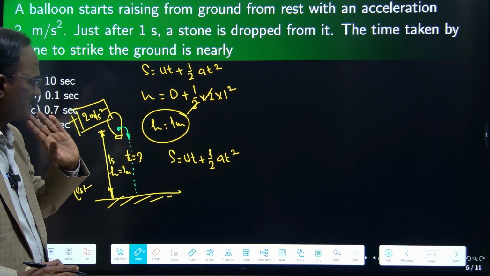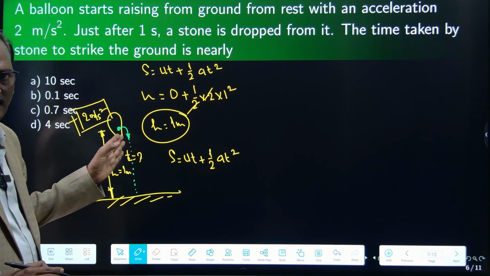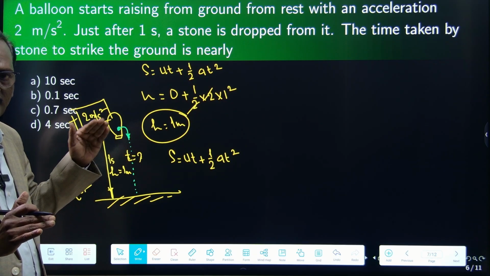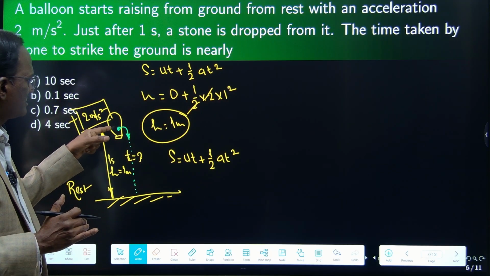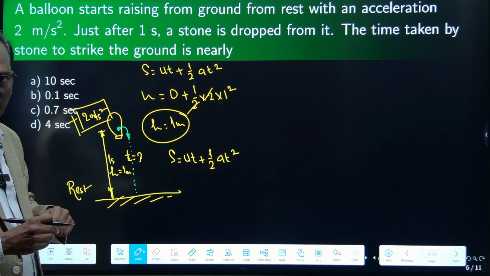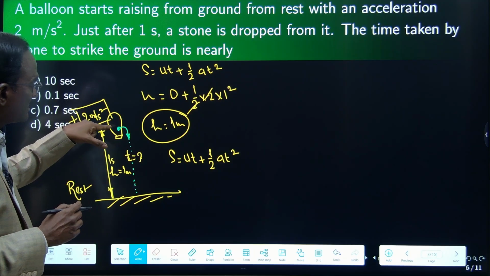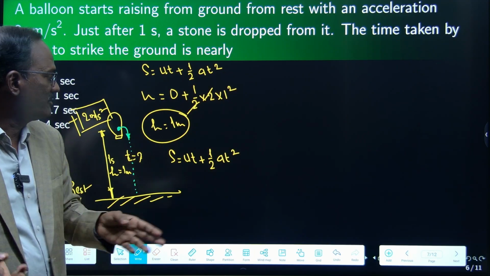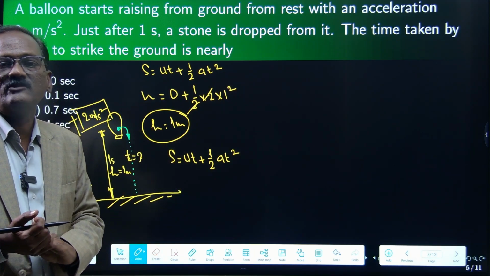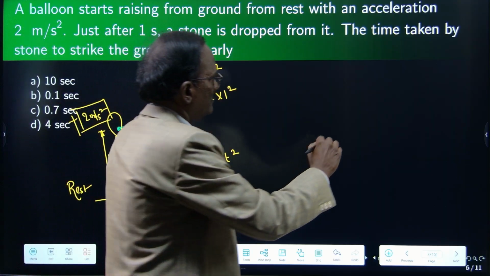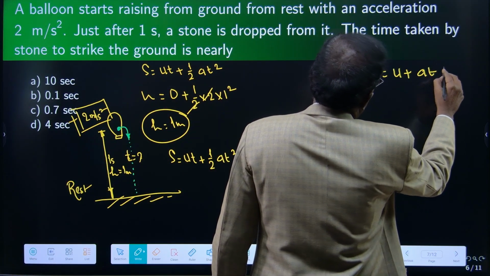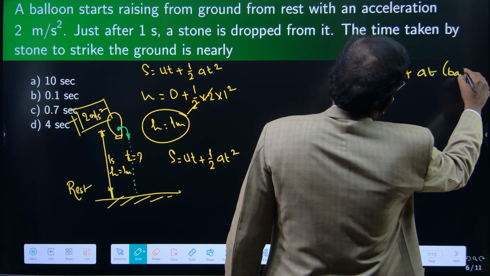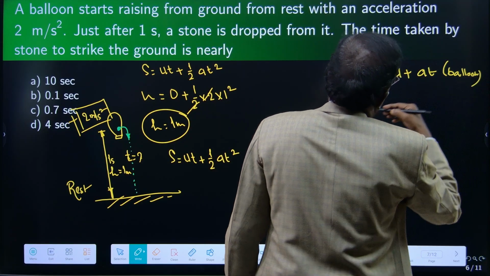But u is missing. The stone will have some initial velocity because the stone is moving up along with the balloon. The balloon's velocity will be the stone's velocity. The balloon's velocity at this point will be the initial velocity of the stone. So we have to calculate that value. I can use this formula, v is equal to u plus at, for the balloon.